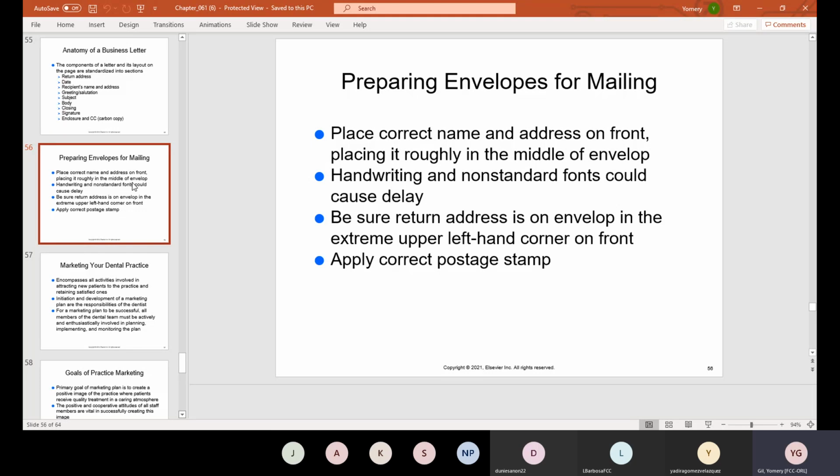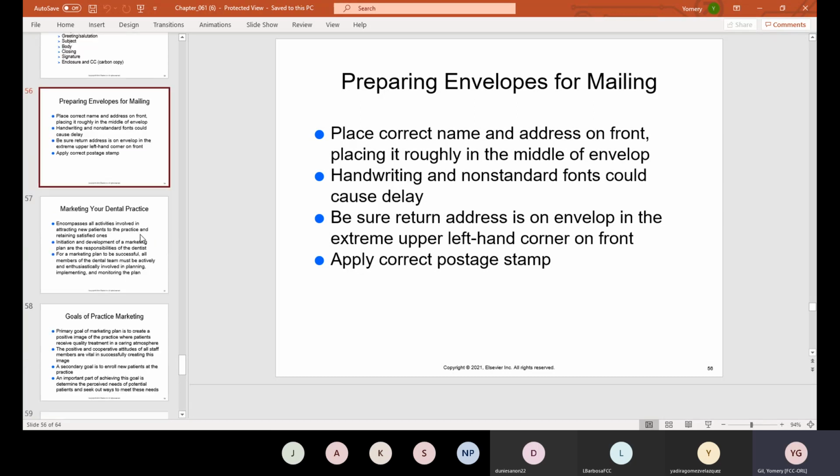So most of the time the office will have a stamp that has the name of the dentist or the name of the office, their address, and their phone number, and that's what you're just going to stamp on the upper left-hand corner of the envelope anytime you're going to mail something out. And then of course always make sure that it has a stamp on it.